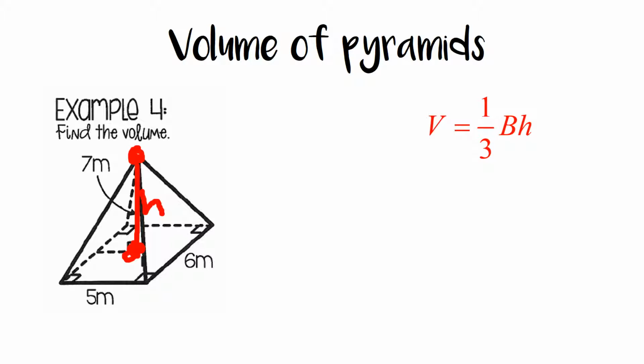So in our case, we have a base that's a rectangle. So all we have to do is take 1/3 times the area of the base, which would be 5 times 6, which is 30, times that height of the entire pyramid, which is 7. And so that would give us a final answer of 70 meters cubed. Make sure you label your meters correctly. And since we're in volume or 3D, it has a cubed on it for our units.